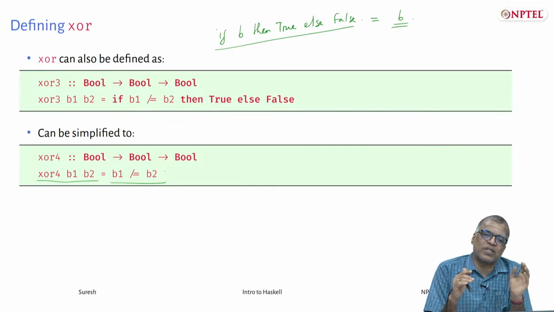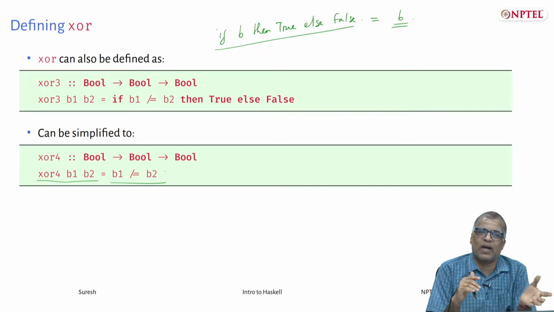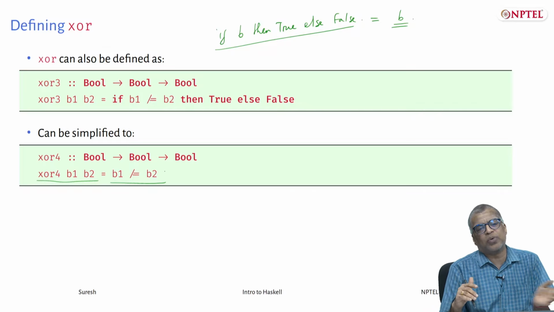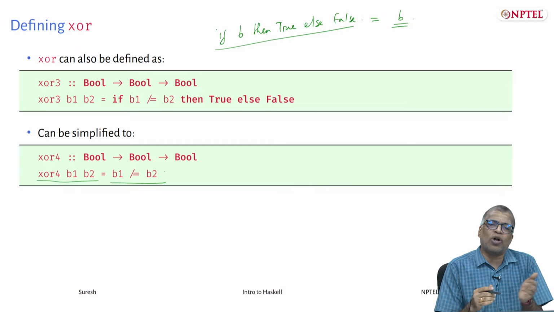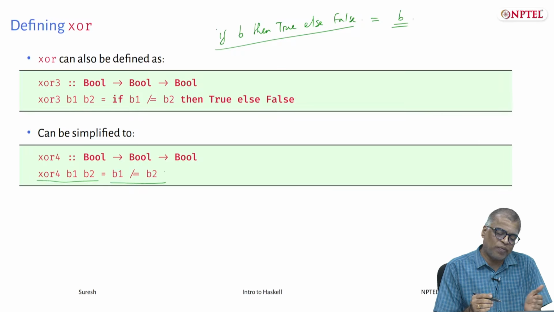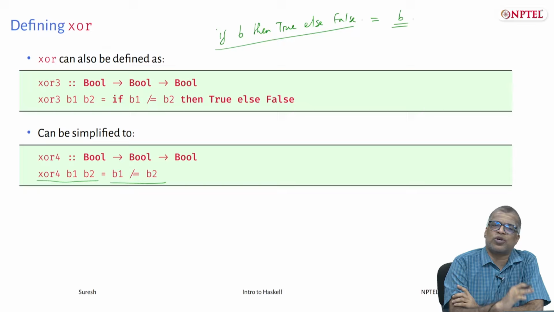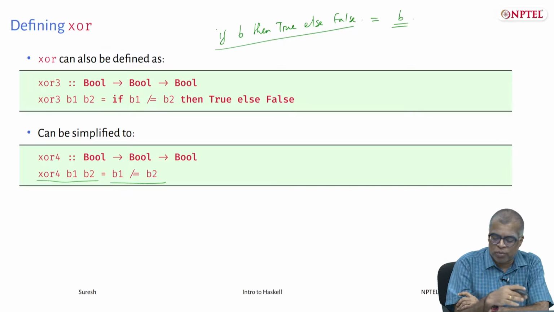XOR will return true exactly if the two inputs are different. So all you need to do is to check if the two values are different. That's all you need to do. So you just do the inequality check. XOR just amounts to the inequality check on booleans.